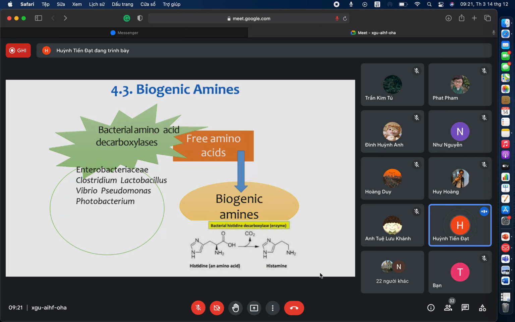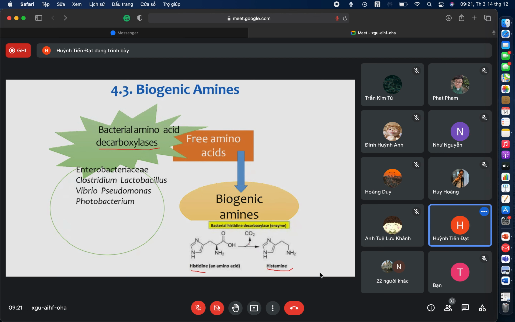Okay, so the next one we talk about is biogenic amines. Because of the working of decarboxylase breaking down proteins, they can lead to free amino acids, and some of them can lead to biogenic amines. Okay, under the working of some decarboxylase of some bacteria available in there, they can take the histidine and then convert it into histamine. Okay, especially histamine in seafood.